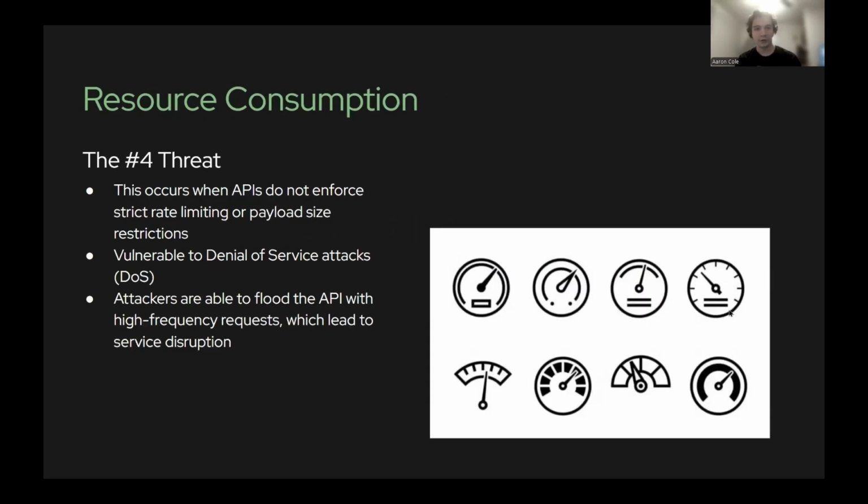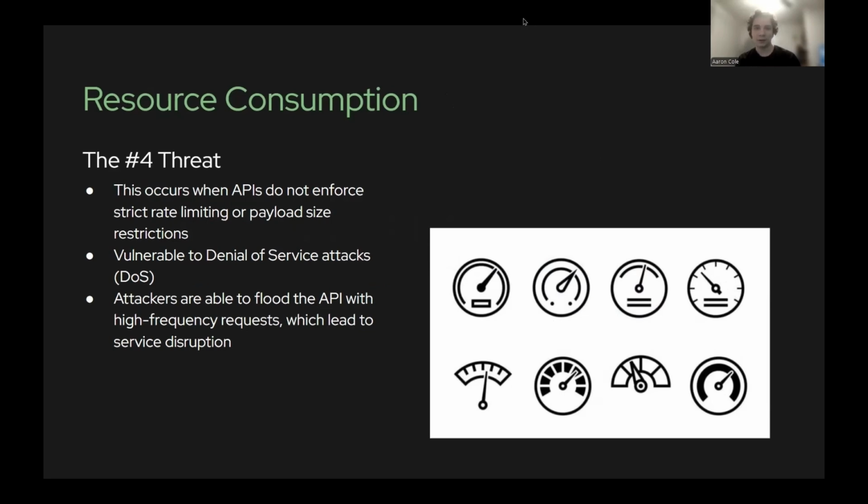And the fourth threat is resource consumption, and this occurs when APIs do not enforce strict rate limiting or payload size restrictions. This makes the APIs vulnerable to denial of service attacks, and attackers are able to flood the API with high frequency requests, which lead to the disruption of services.